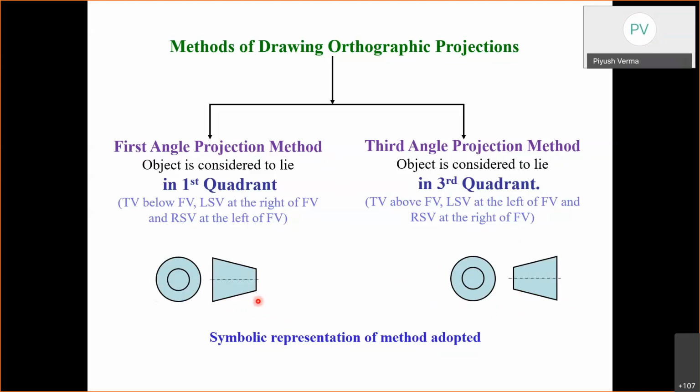What I'm saying is, for the case of the first angle projection method, if we consider the left side view, it will be at the right of the front view. And if we consider the right side view, it will be at the left of the front view, right? So if we consider this particular orientation corresponding to this kind of view, and you are looking from this side, then you will have one circle. This will be visible when we are looking from the right. This top will look like a circle.